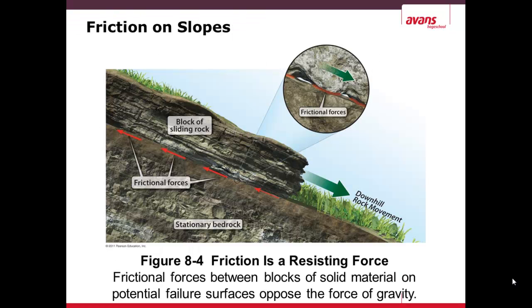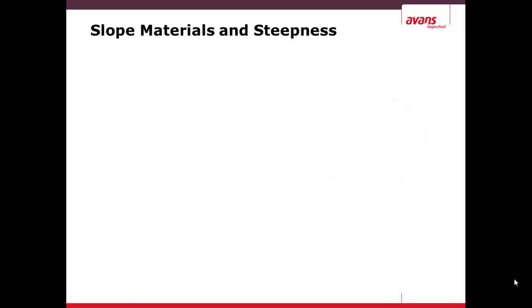So here you have in this picture two different types of bedrock. On the top is a block of sliding bedrock, and underneath that is the stationary bedrock. In between these two bedrocks, there's a little bit of space which has frictional forces that try to keep it in place. However, gravity also tries to pull it down the slope, the GS that is.